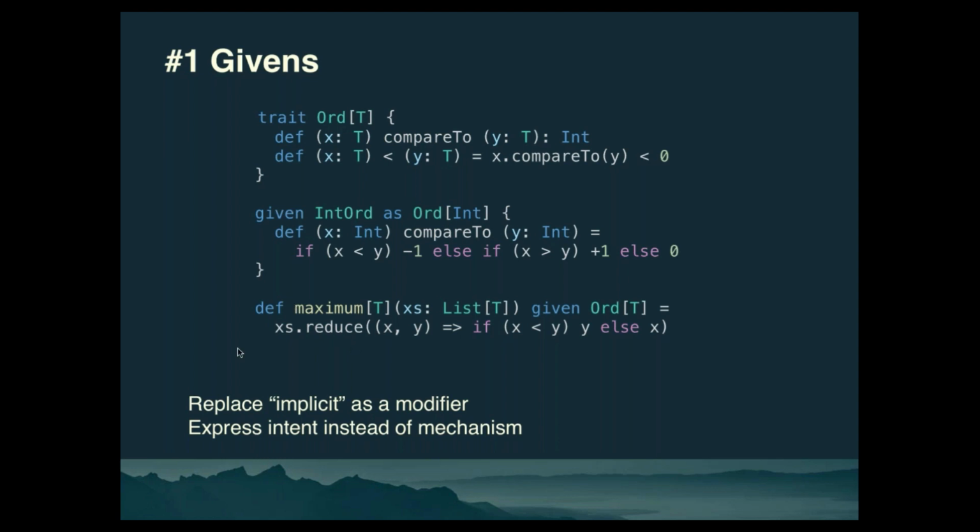So the way we do that is that we have given as a parameter clause. Maximum says it takes a list of t given an ordering of t. So it really reads very well, in the same way you would express this in natural language. And then since ordering of t is available as a given, you can already use the less than method as an extension method on ordering of t. So that was a nice integration of extension methods and these given instances.